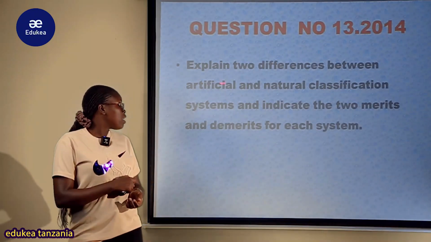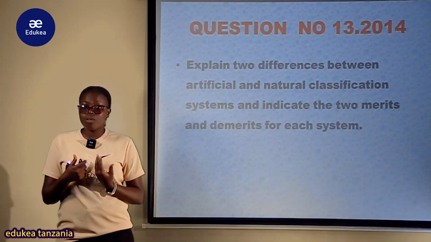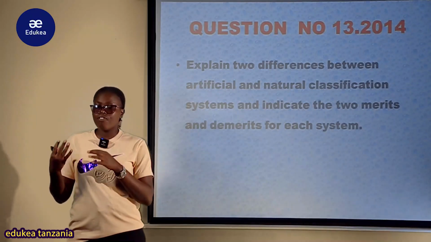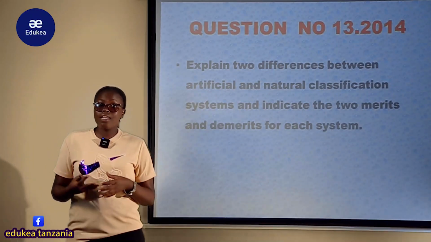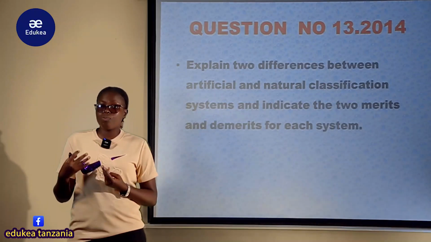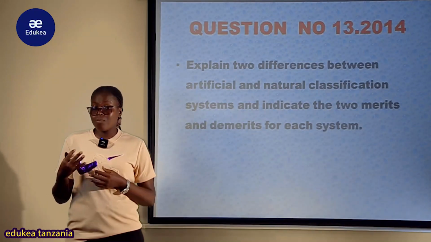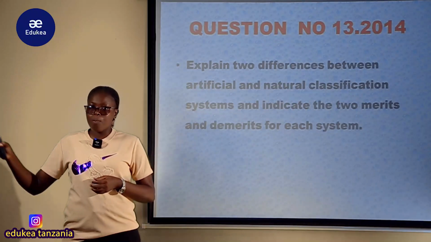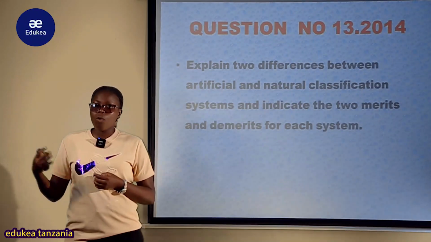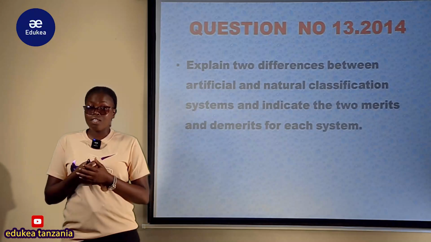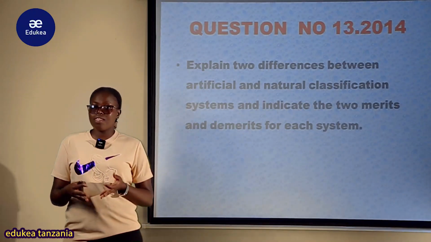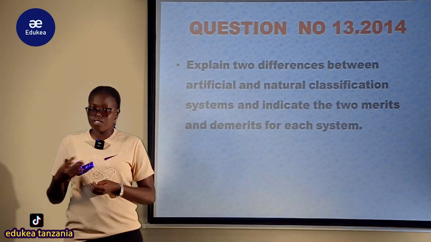So when you talk of the classification system, this is the process of grouping and sorting organisms depending on differences and similarities, meaning that organisms which have features in common tend to be grouped in the same group, and organisms with opposite characteristics tend to be classified into different groups. And there are two main types of classification system: natural and artificial classification system.